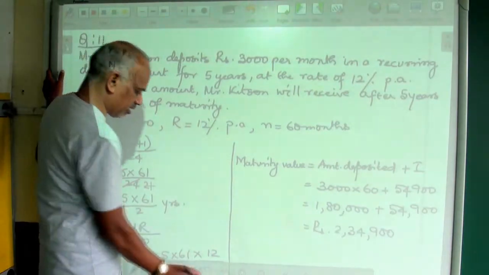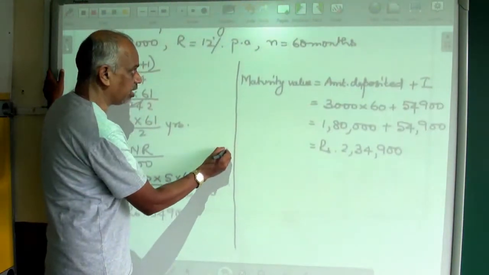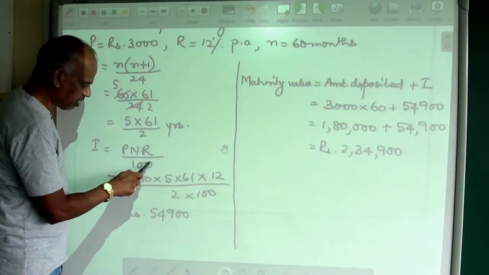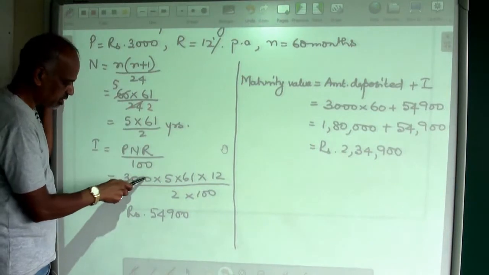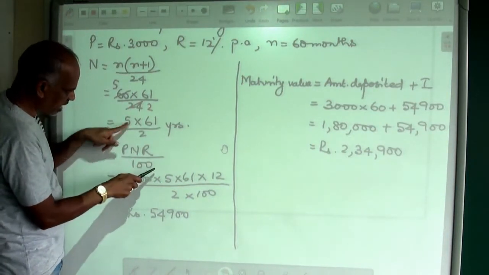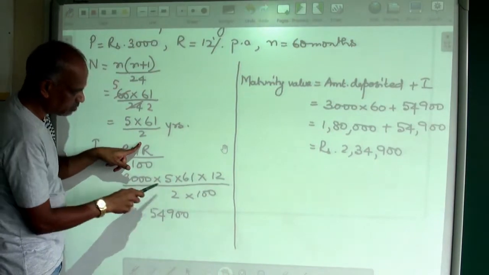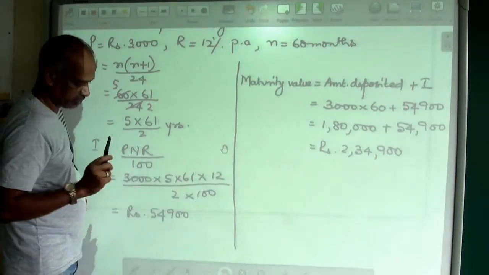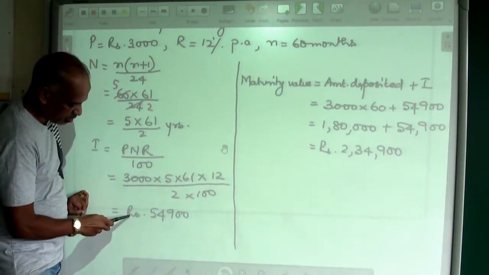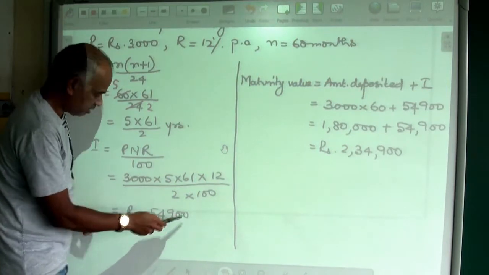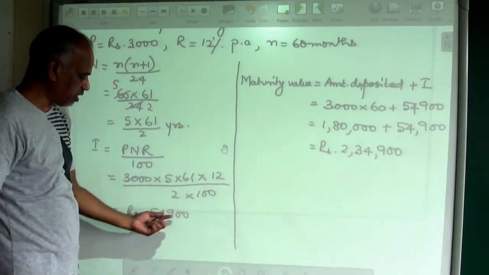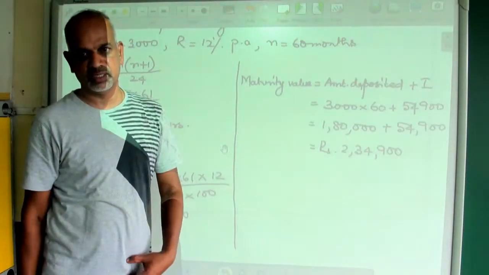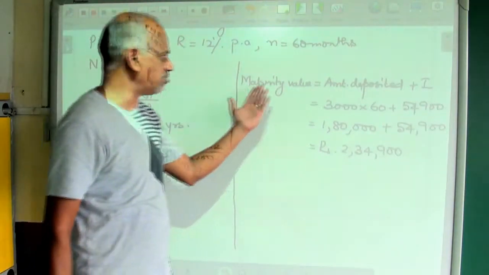After calculating capital N, the next thing that you have to calculate is interest. So I is equal to PNR by 100. Principal is 3000 into N value here, 5 into 61 divided by 2, into rate was 12 by 100. Simplify this, you will get rupees 54,900 is only the interest. Interest is 54,900. Question was to find how much you will get after 5 years, which means you are going to find the maturity value.